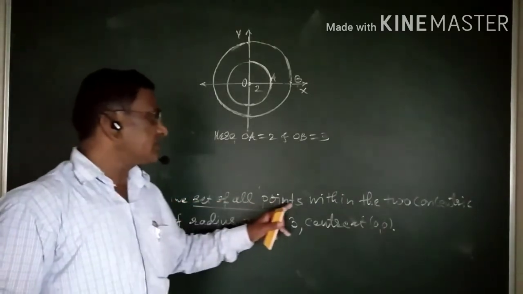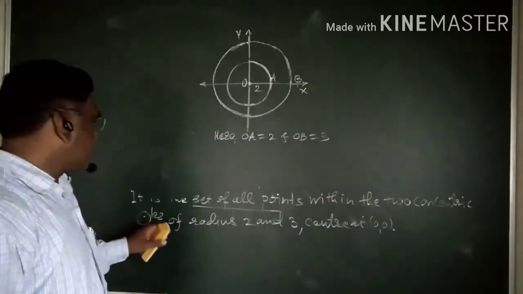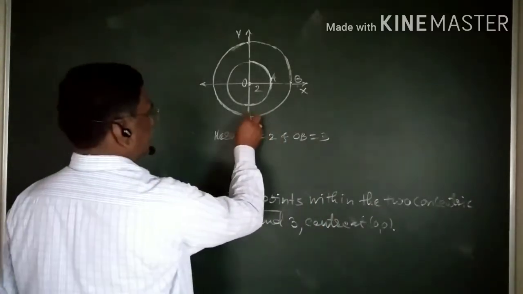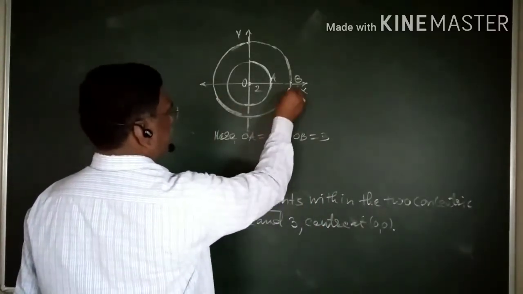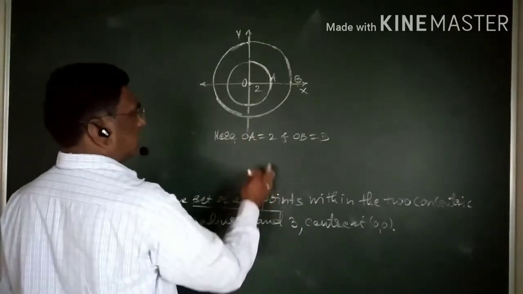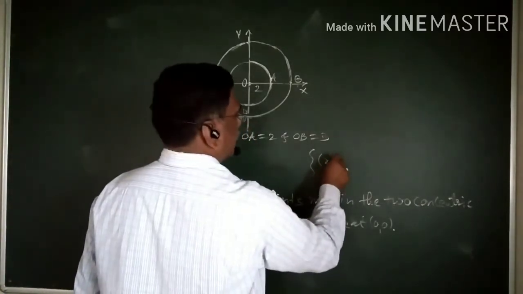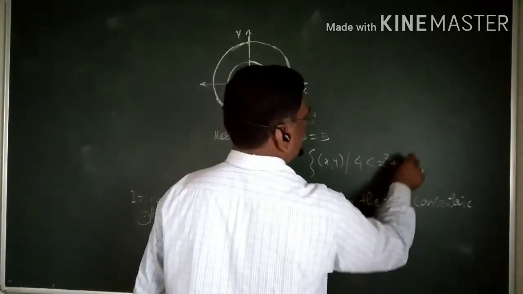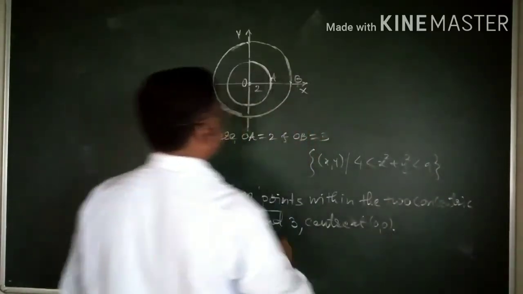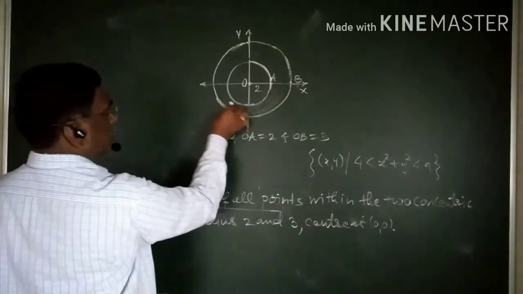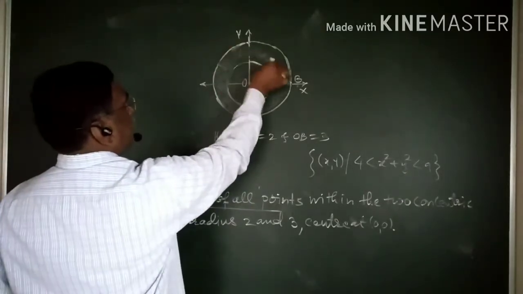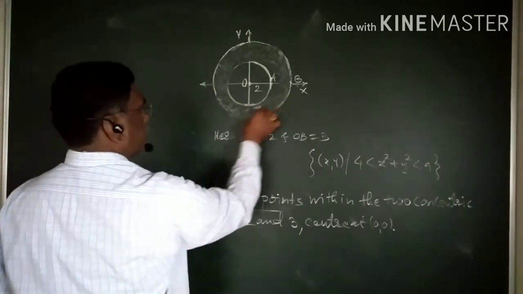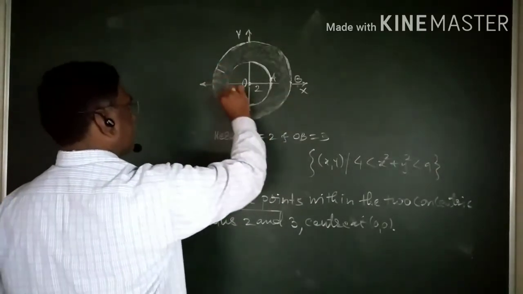As per this, it is the set of all points within the two concentric circles of radius 2 and 3 and center at (0, 0). It means that it gives me all of this. Our domain is nothing but 4 less than x squared plus y squared less than 9, and therefore all these points are what you have as the domain of the given function.